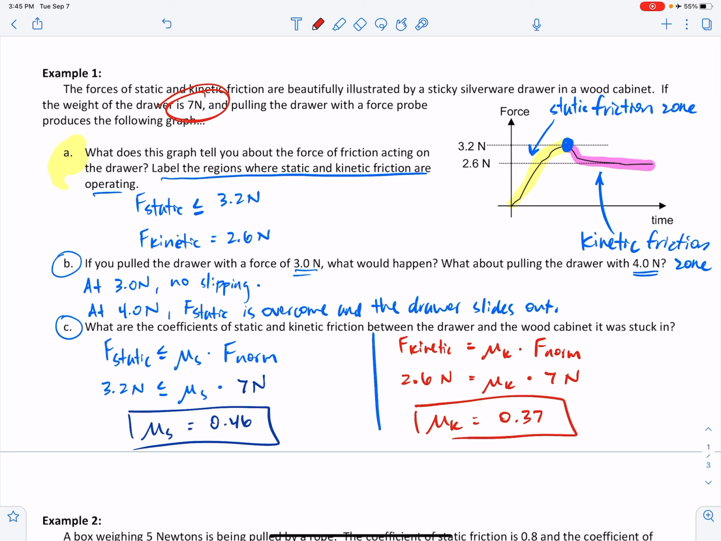Notice that the coefficient of static friction here is larger than the coefficient of kinetic friction here, and that makes sense, right? You've got to overcome static friction before you can get into the kinetic friction zone. And then I'll do example 2 in the next lecture.